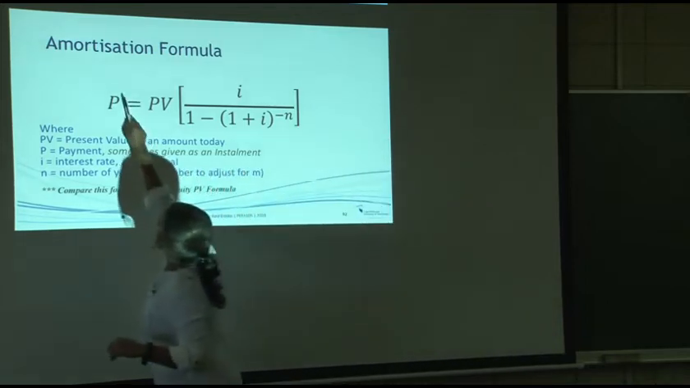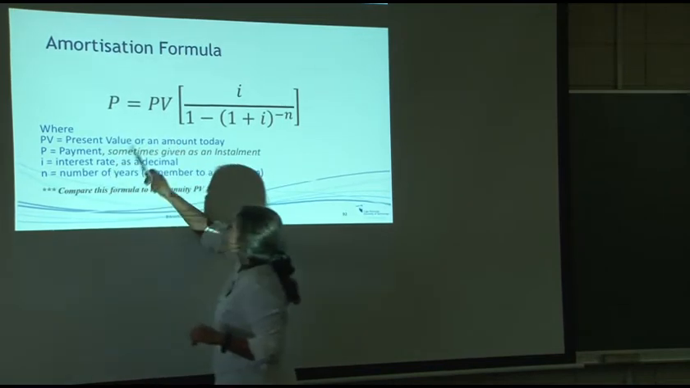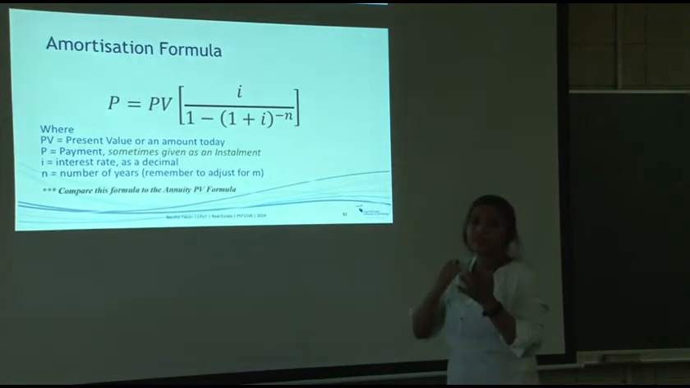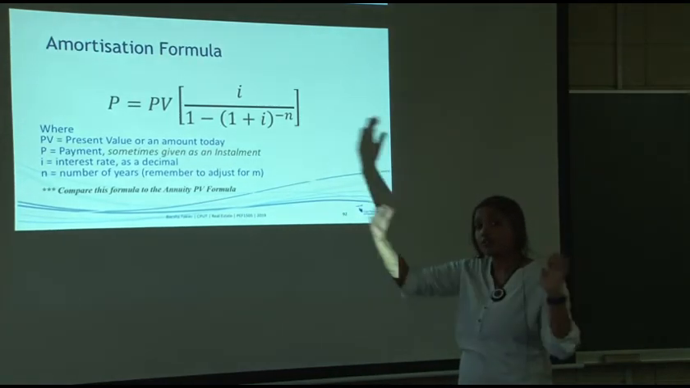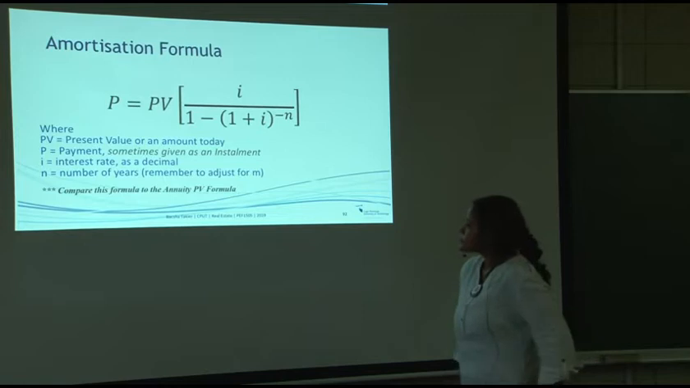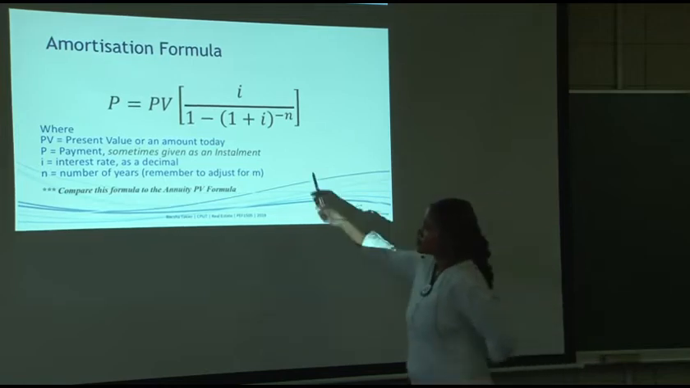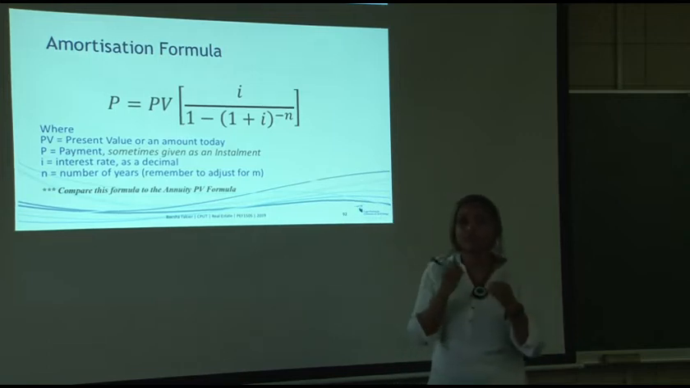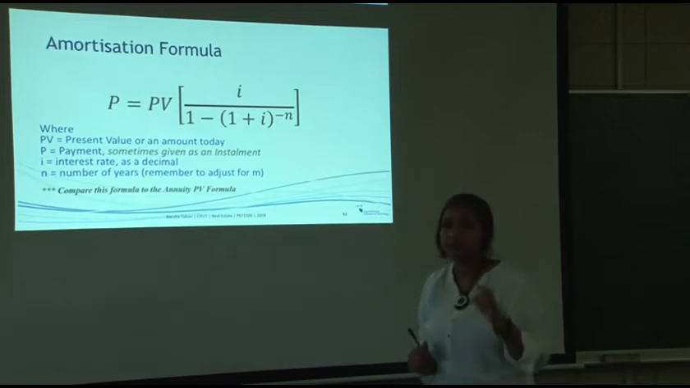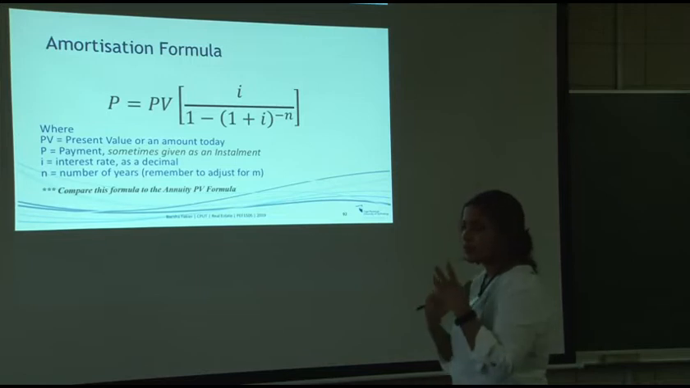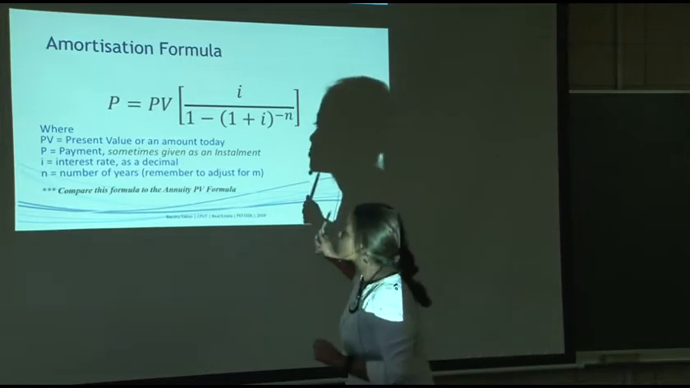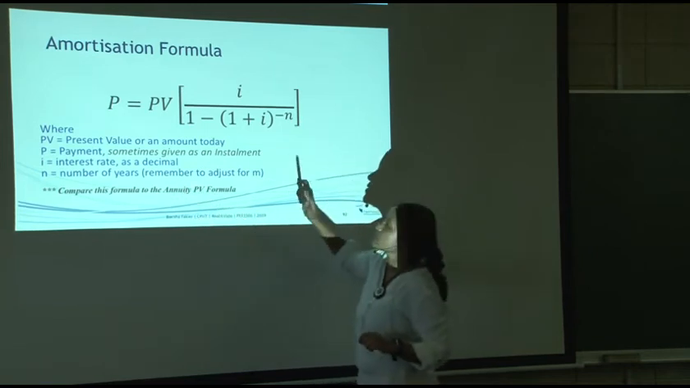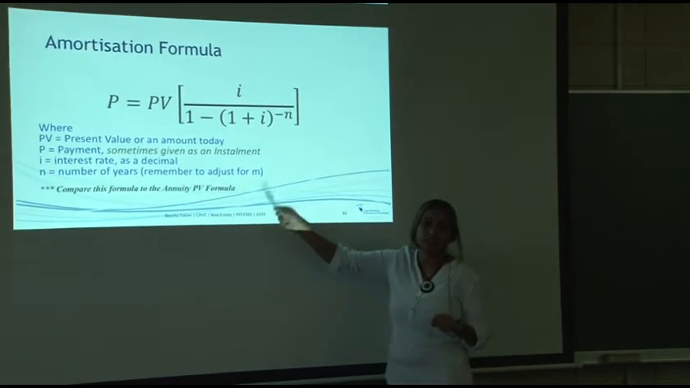You'll see P is over here now, and present value is here. This is the 1 million, the present value that we're breaking up. That is the amount of money that we're breaking up over 20 years, right? Some people refer to it as an installment, but for simplicity's sake, we're keeping it as a P for payment. Interest again as a decimal. N for number of years. Remember, we're going to adjust for M.